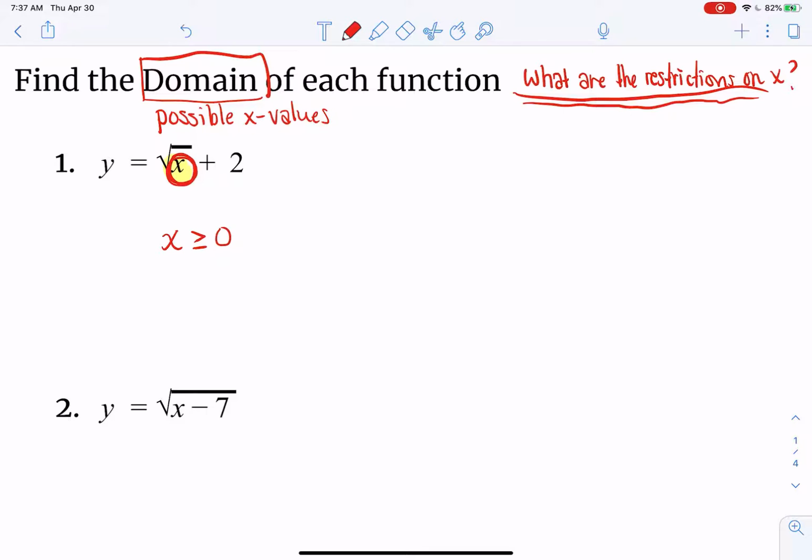There are a lot of different ways to write that, but one pretty common way is using brackets. A bracket like this means that 0 is included, and then the comma, so that would be the left limit, and then the right limit would be infinity. So the domain for this one would be 0 to infinity. Anything that's less than 0 would not be in the domain.